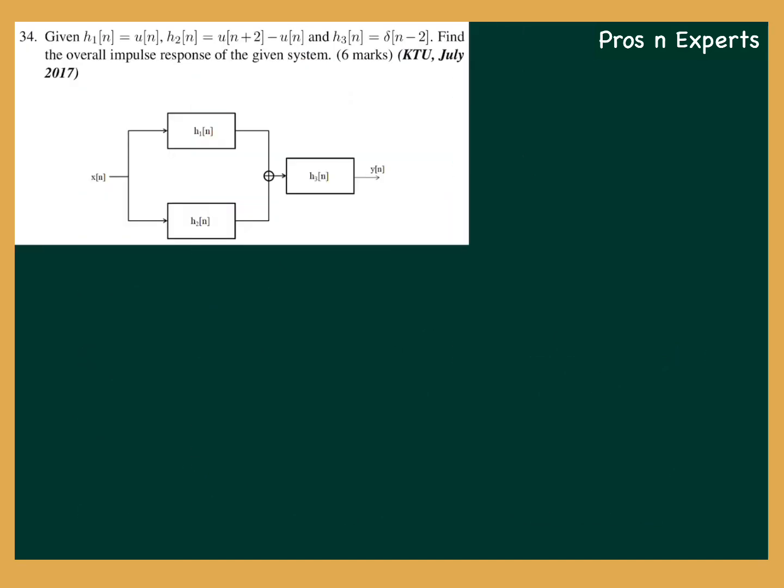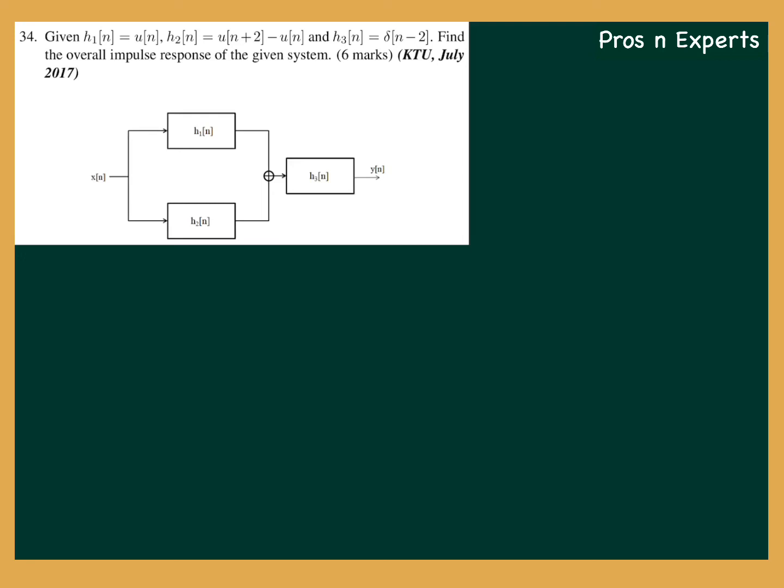All right, let's see one more question. Given h1 of n equal to u of n, h2 of n equal to u of n plus 2 minus u of n, and a third one, h3 of n equal to delta of n minus 2. Find the overall impulse response of the given system.